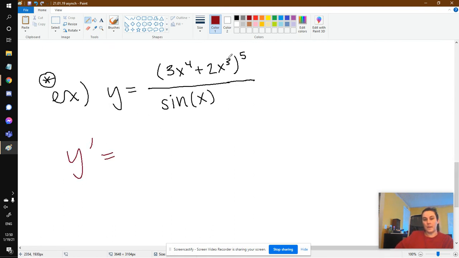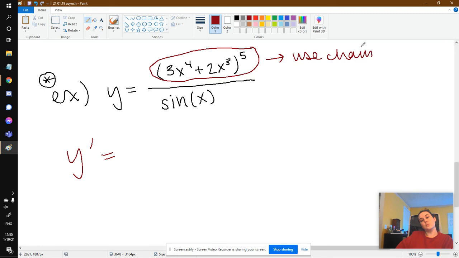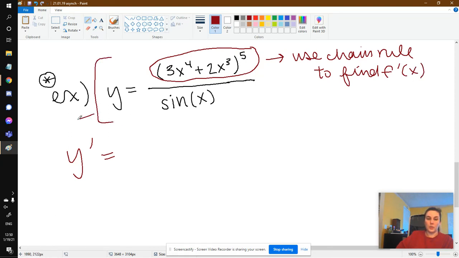Here, this part, in order to do the derivative, we'll have to use the chain rule to find f prime. Overall, we need to use the quotient rule. This is a challenge problem, and we can talk about it in class if it's pretty confusing.